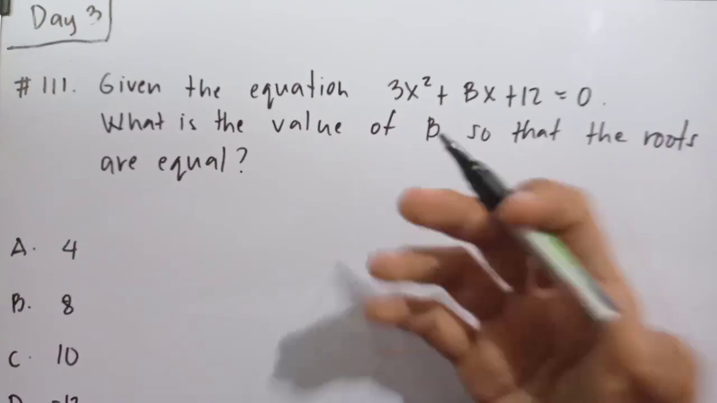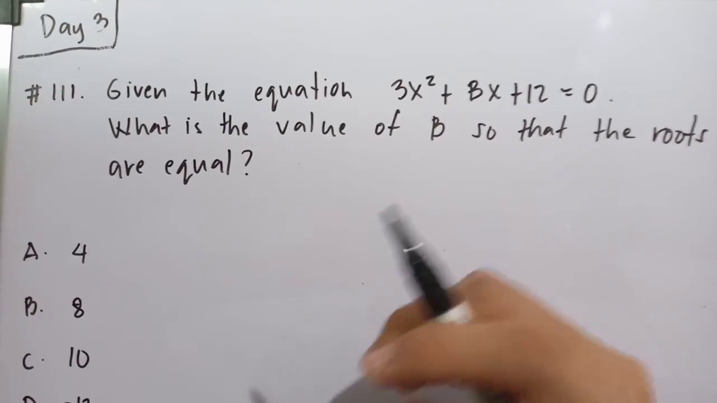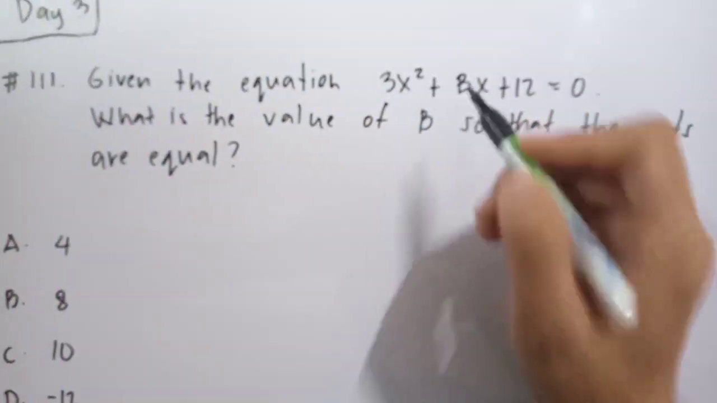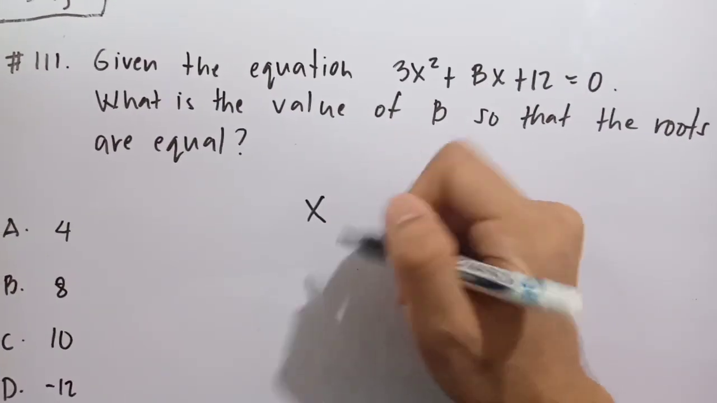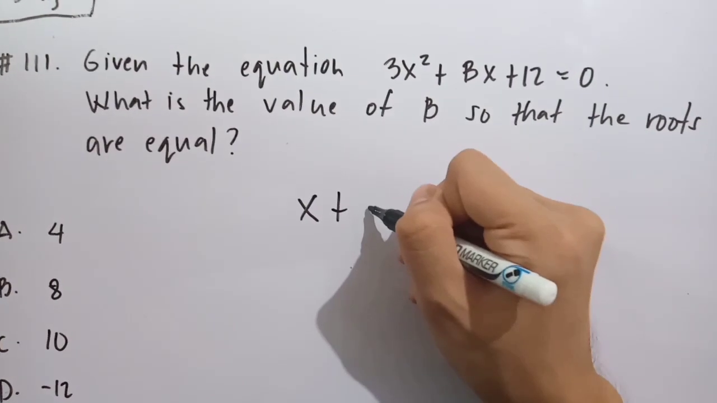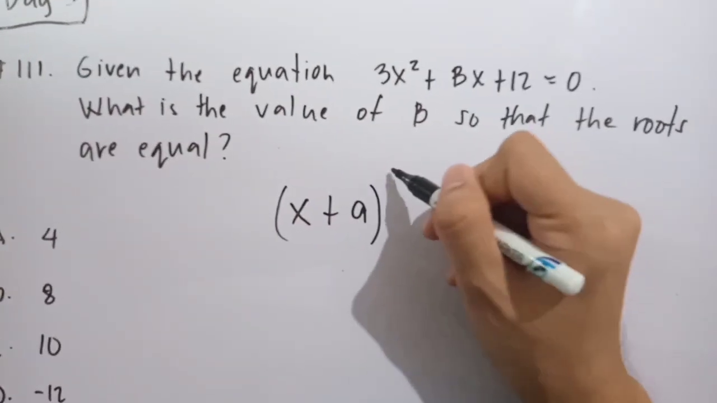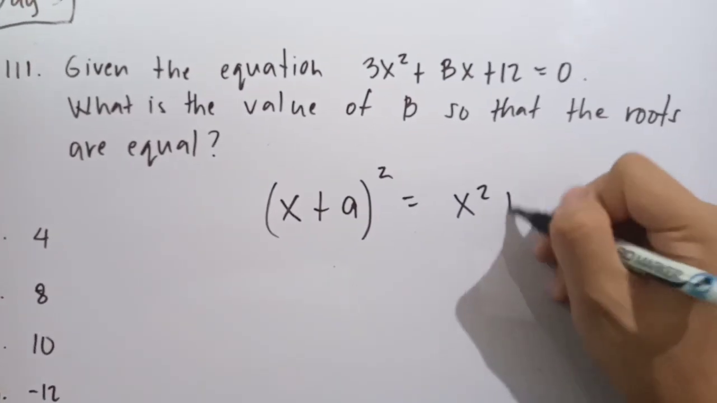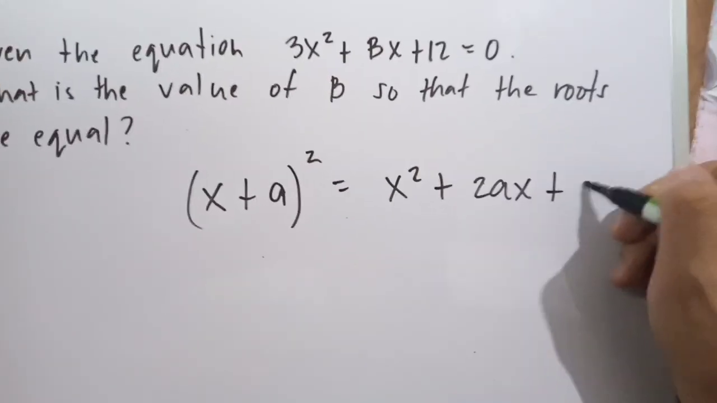So, ano nga bang equation or quadratic equation na ang roots niya ay equal? Dapat perfect square. So, dapat ito gawin nating perfect square. Merong pattern ng perfect square. So, ito yung pattern ng perfect square. X plus a. Ganyan na lang. X plus a squared is equal to x squared plus 2ax plus a squared.